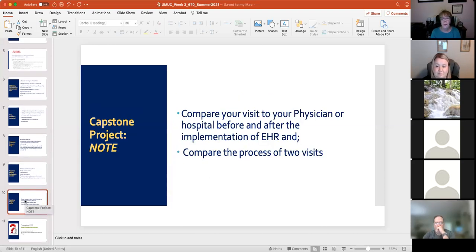A notation: compare your visit to your own physician or hospital before and after the implementation of EHR. I don't know if you can do that, but I think that most of you can remember what working with paper records was like before and what it is now. And if you need a list of 455,000 different ways that EHR is better than paper patient records, just email me and I'll be happy to share some of them with you. Or better than that, just Google it.